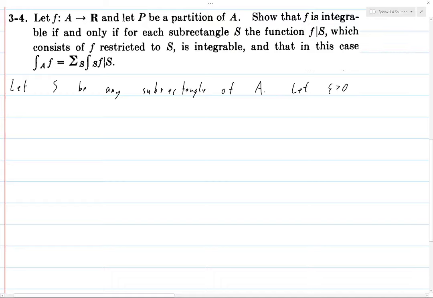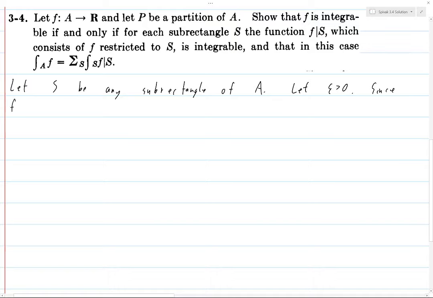Let epsilon be greater than 0. So we want to prove that f restricted to S is integrable. So we want to find a partition such that the upper sum of f restricted to S at this partition minus the lower sum of f restricted to S at this partition, that difference is less than epsilon.